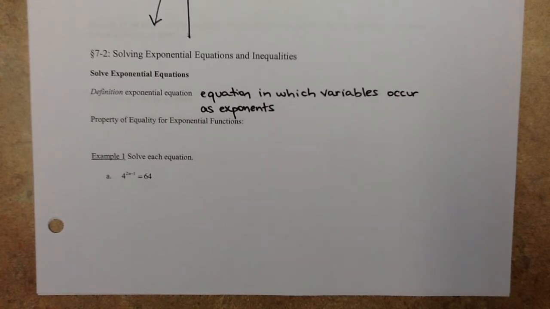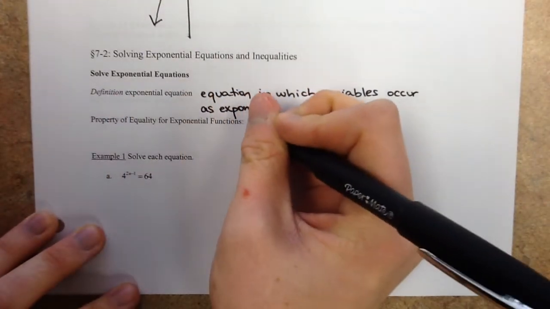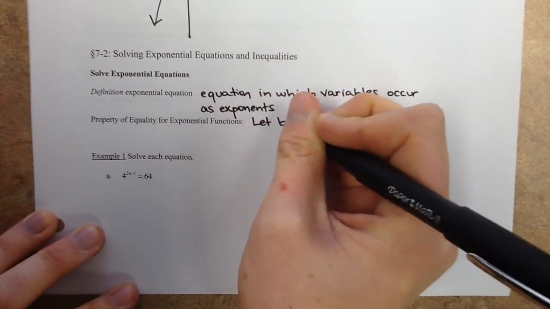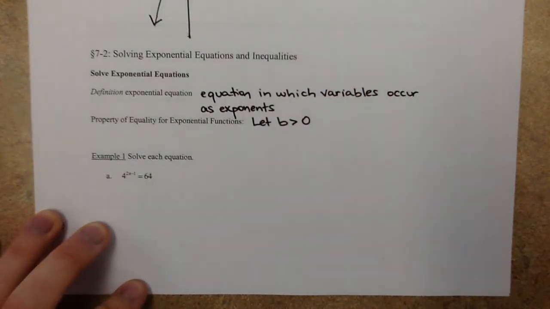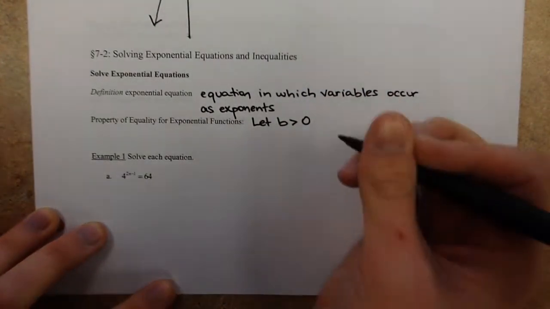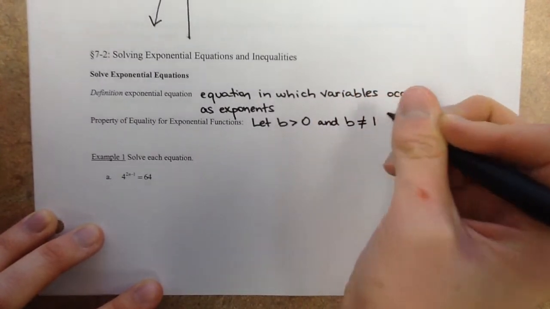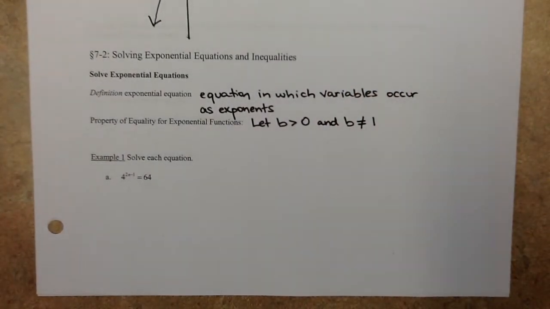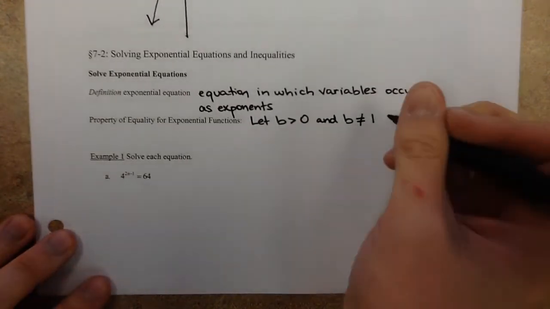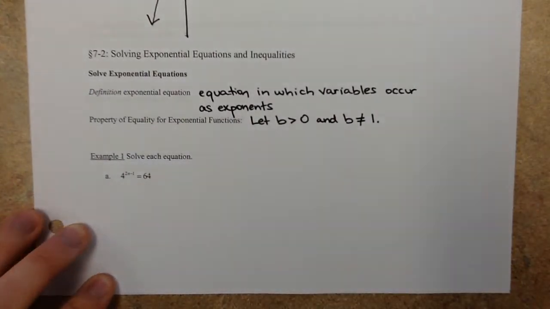All right, so we've got this property. It's a property of equality for exponential functions or exponential equations, either way. So we start off with this. Let b be greater than 0. So we know the base has to be something positive. We talked about that a little bit yesterday. And the base can't be equal to 1. If the base were equal to 1, it wouldn't be an exponential equation, because if you raise 1 to any power, you still just get 1. Okay, so we start with that. Those are kind of like the conditions of this statement.